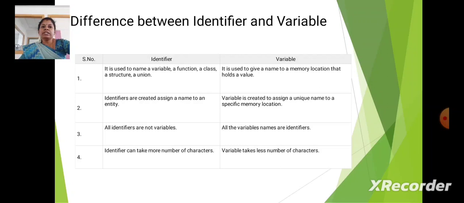So, the difference between an identifier and a variable. First, an identifier is used to name a variable, a function, a class, a structure, a union, whereas a variable is nothing but a name to the memory location which holds the value. Identifiers are created to assign a name to an entity; a variable is created to assign a unique name to a specific memory location. So all identifiers are not variables, whereas all variable names are identifiers. An identifier can take more characters, whereas variables take fewer characters.